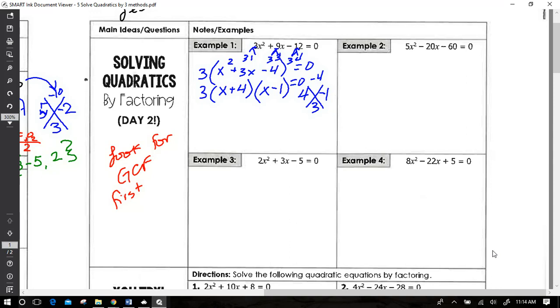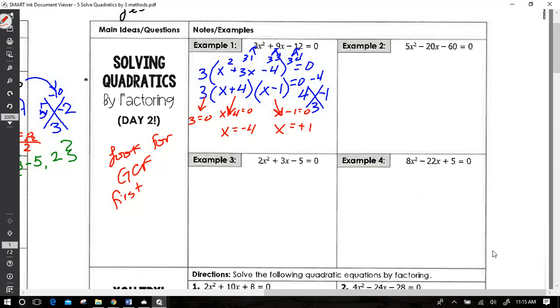And that's really all that was different from yesterday, is that I might need to find a GCF first, or I might be having to do a factoring problem where my a value is not equal to 1, okay? So here we go. X equals negative 4, x equals positive 1. And now you could say 3 equals 0, right? Because I said x plus 4 equals 0, x minus 1 equals 0. I said all three equal to 0.